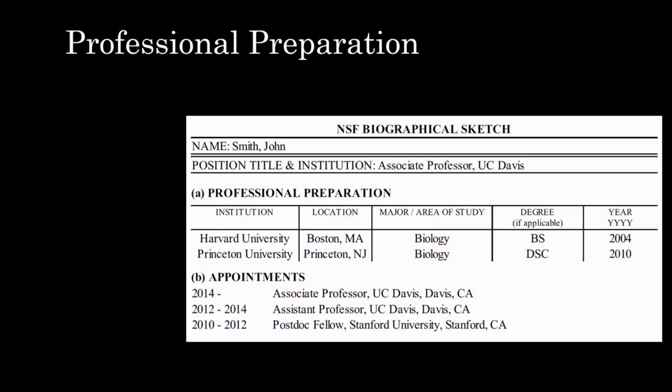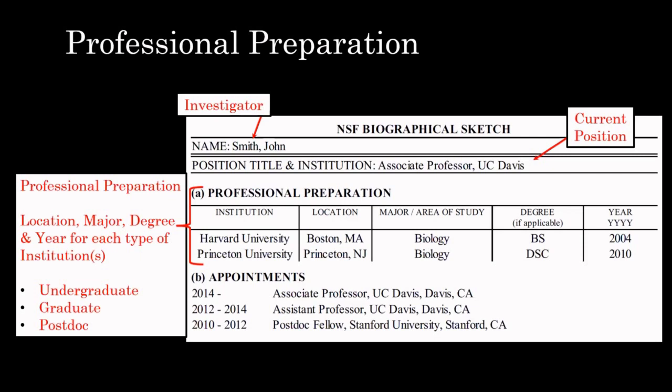Taking a look at the NSF biographical sketch, a couple of the key pieces that we need to make sure we have, obviously the investigator, their current position. And in section A, the professional preparation, which is essentially their education. We list institution, we list location, we list major or area of study, their degree, and then the list starts with the oldest year of education achieved, right? So Harvard University, Bachelor in Science, 2004 is listed first. Princeton University, the DSc here in biology is listed 2010, that's second.